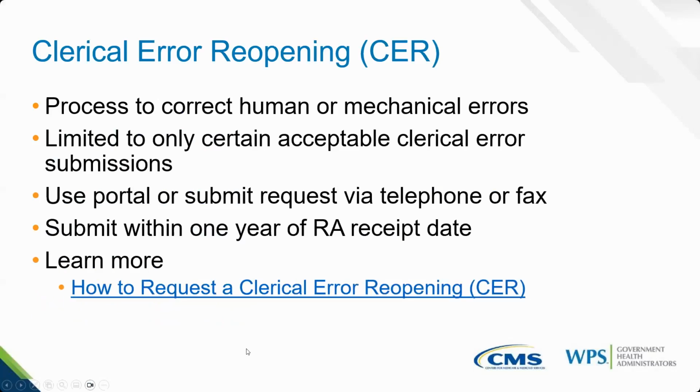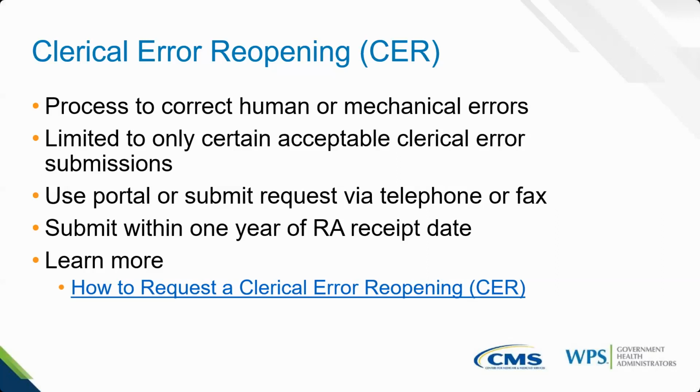I talked a little bit earlier about that clerical error reopening process and told you that I would share more details. This is the process to correct human or mechanical errors, and clerical errors or minor errors are limited to errors in form and content. They are not omissions such as failing to bill for certain items or services. Your handout includes a link to the resource titled How to Request a Clerical Error Reopening. That particular resource is a great one if you're using this process self-service, or if you're calling in for this to be done.